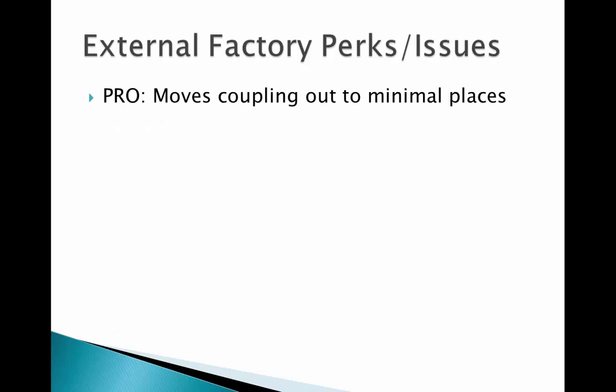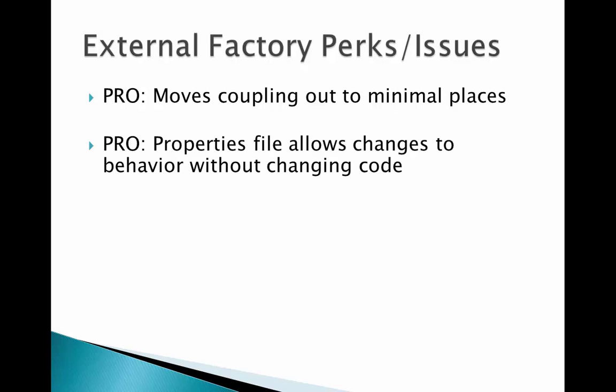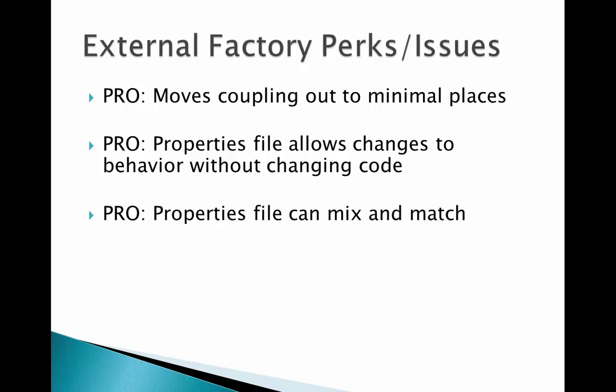So, some pros and cons here. By using this external factory, we've moved the coupling out to a minimal place. So across the entire application now, we have one place referencing Camry or Taurus or whatever, or the abstraction of pulling it out of the properties file name. Another one here is that our properties file allows changes to behavior without changing code. So if we use that properties file, it's data driven now. We can configure it and deploy different properties files to get different effects. We can mix and match things.